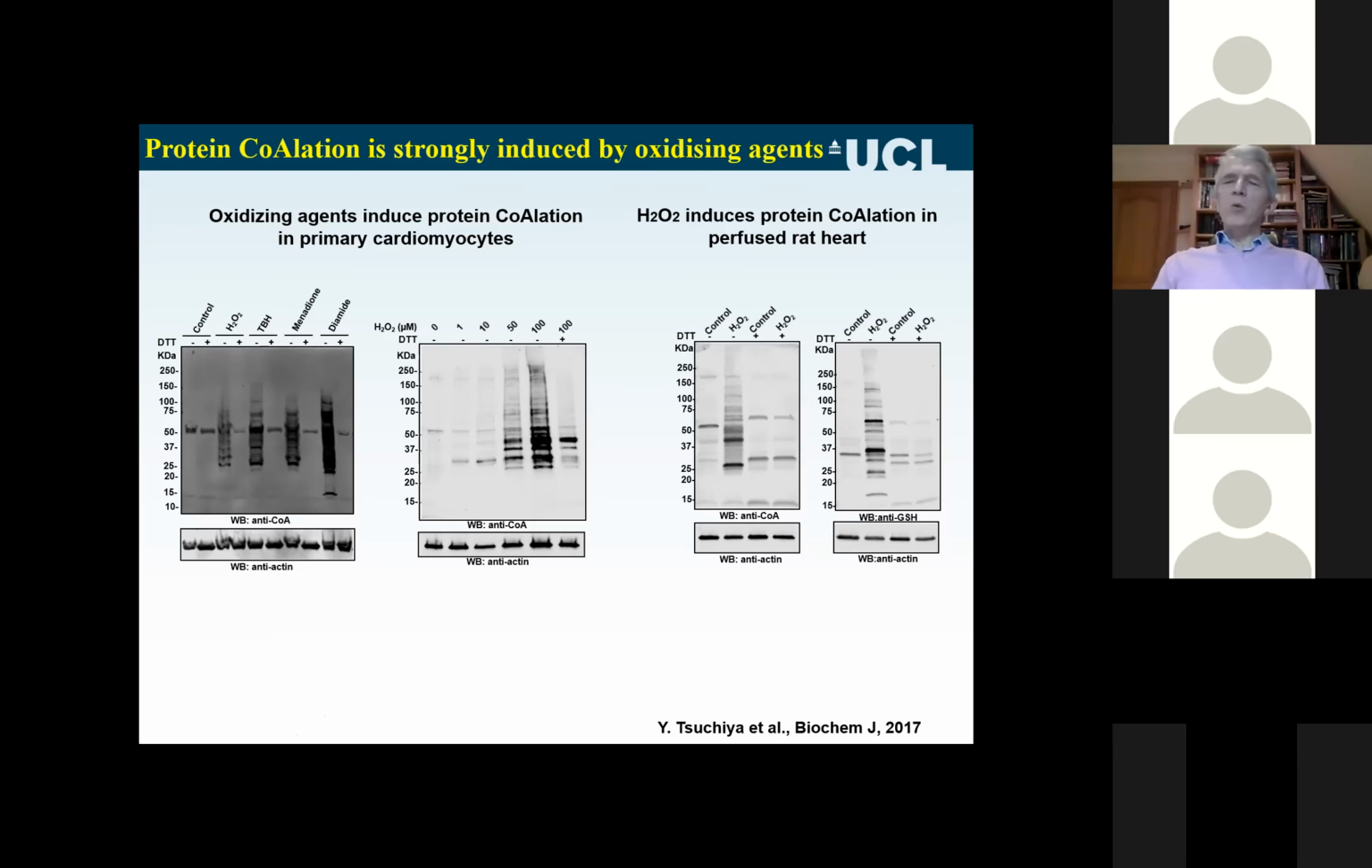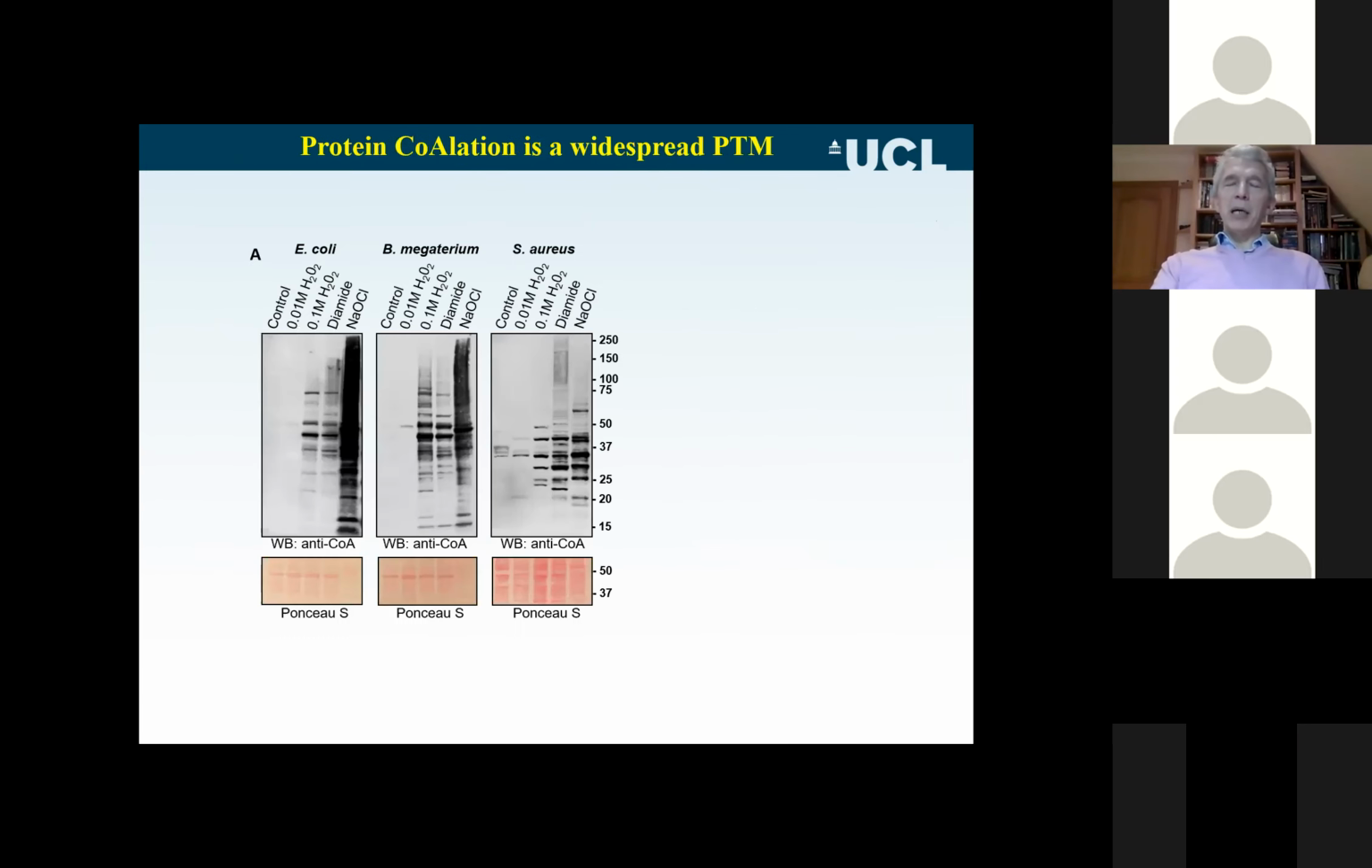We were pleased to find that protein CoAlation occurs not only in mammalian cells and tissues in response to oxidative and metabolic stress, but also in bacteria, yeast, Drosophila, C. elegans, virtually in all cells and model organisms. And now I will show you just one example of these studies in bacteria.